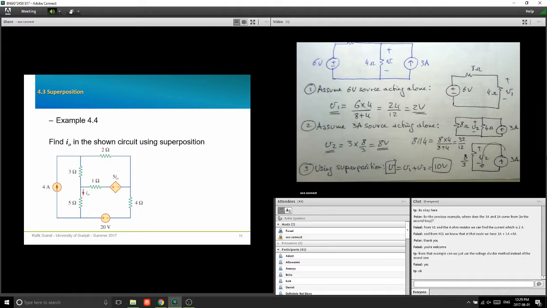So this is another problem. Okay, find I naught using superposition. Now this is going to be a little bit more work because we have a dependent source that we cannot remove. So let's see what we're going to do.